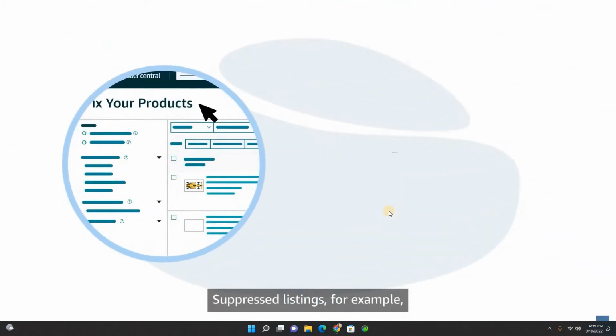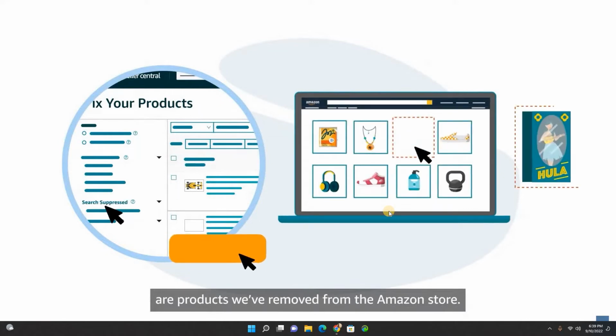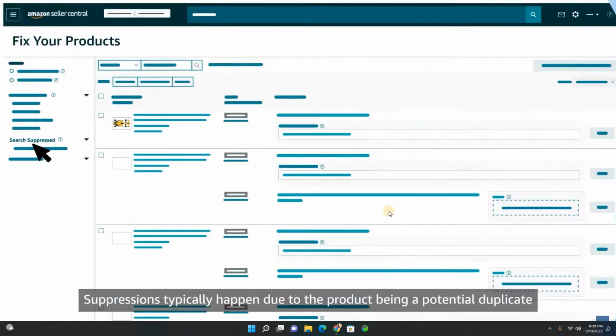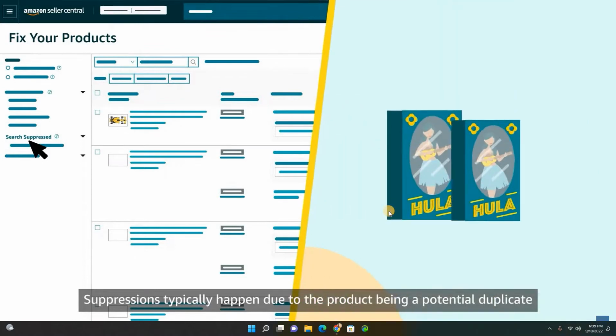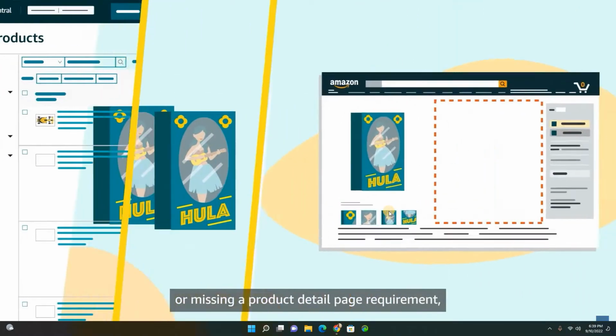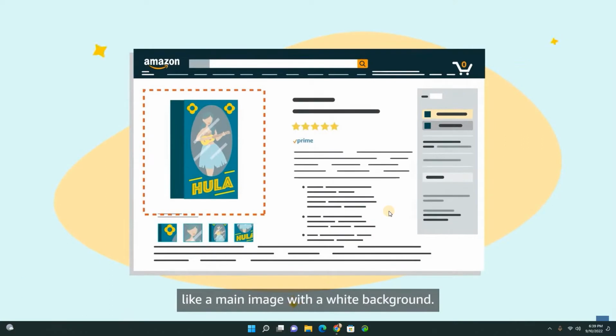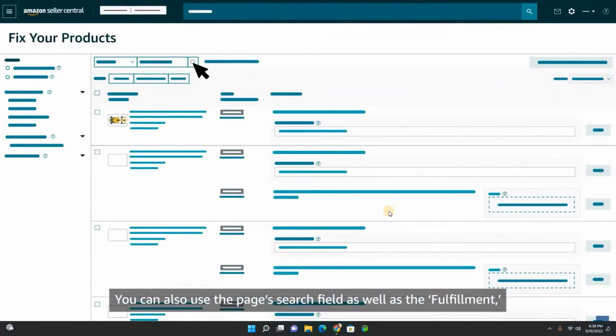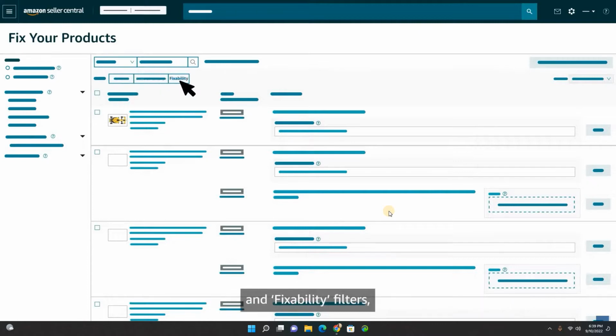Suppressed listings, for example, are products we've removed from the Amazon store. Suppressions typically happen due to the product being a potential duplicate or missing a product detail page requirement, like a main image with a white background. You can also use the page's search field as well as the fulfillment, date of change, and fixability filters to locate a specific product or issue.